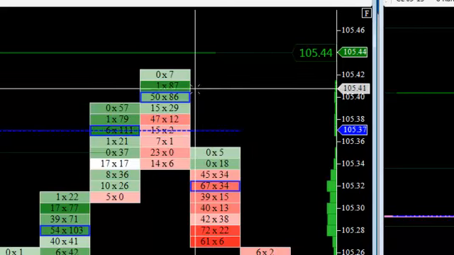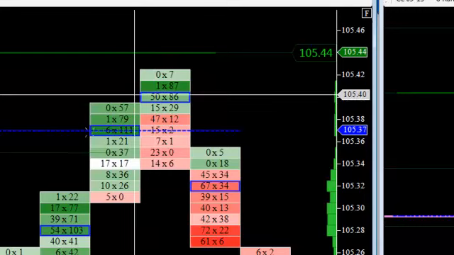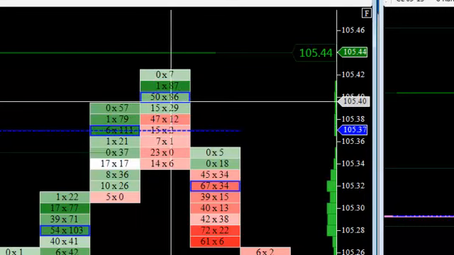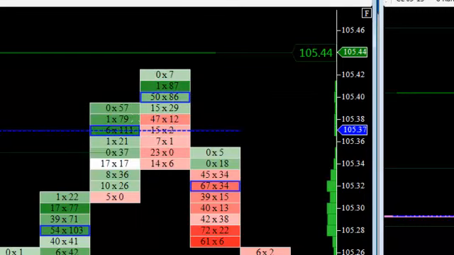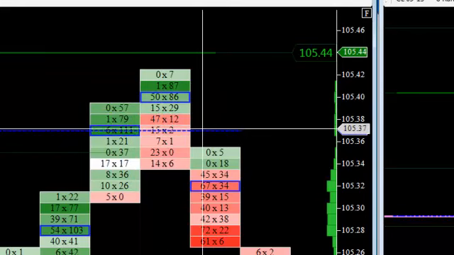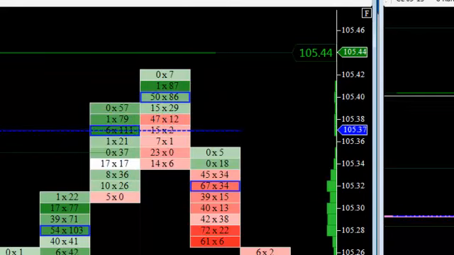We had the blue box. We had one right here, and we had another one right here. So a good signal to go short. We're testing the high of the day, a double test of it. So we'll see here how this works.